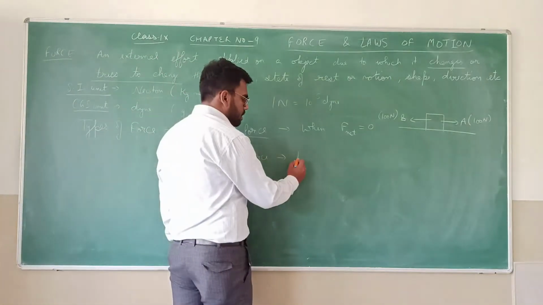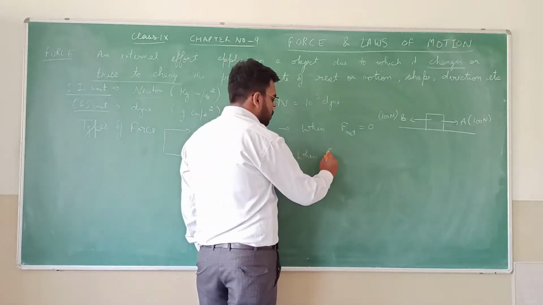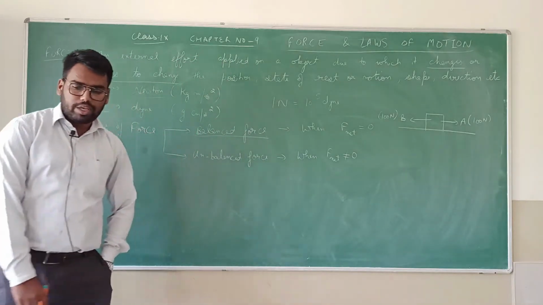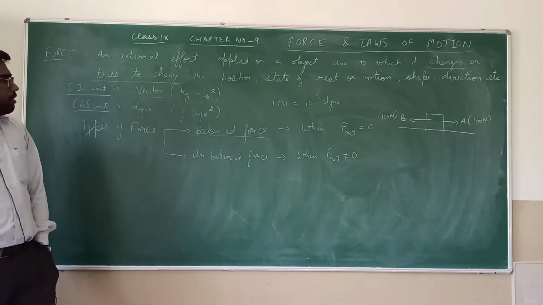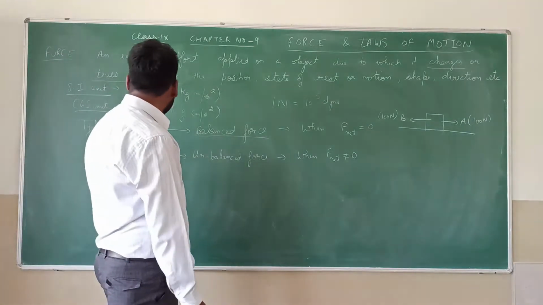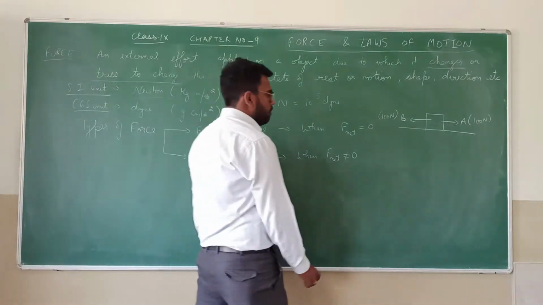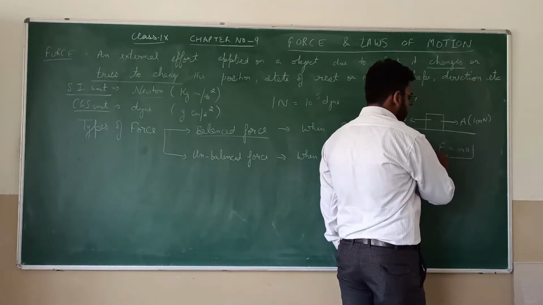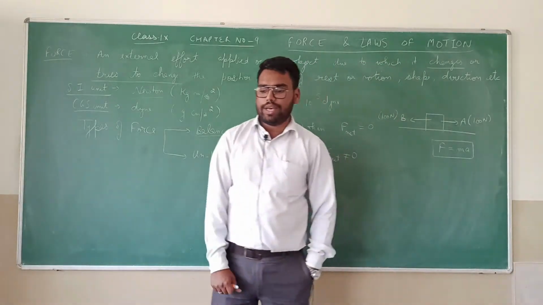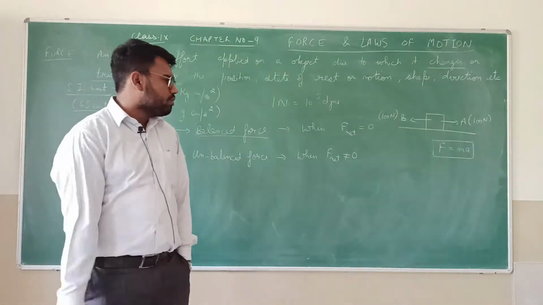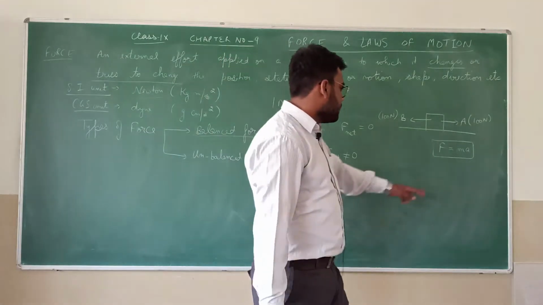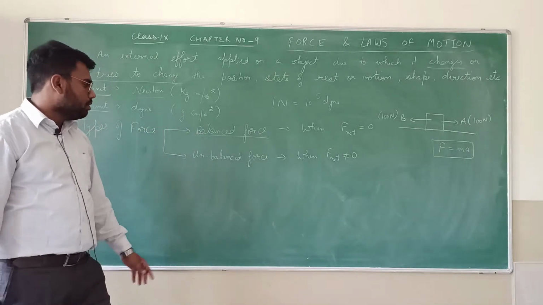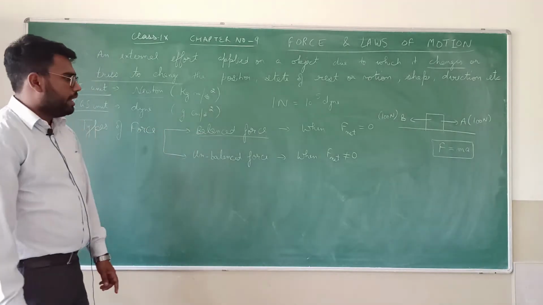Okay, unbalanced force. Unbalanced force means when overall forces are not zero, there might be some net force. As we continue this chapter, we will study a formula for force, and that formula is F equals ma. Force is equal to mass into acceleration. Mass of an object can't be zero, so if acceleration is zero, we say that's an example of balanced force, and if acceleration is not zero, we say it is unbalanced force.